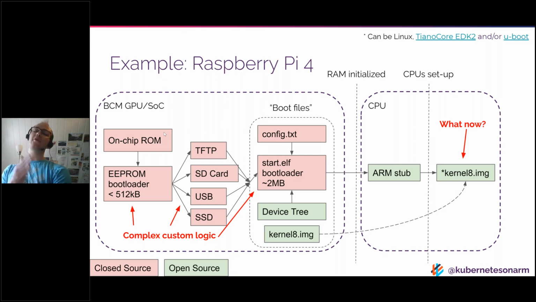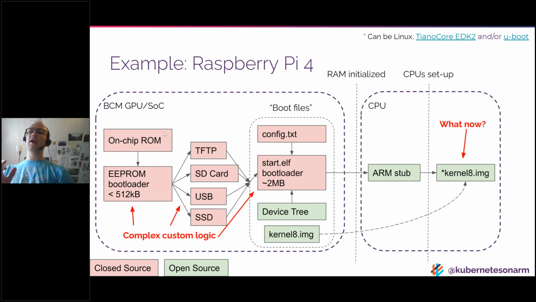Now, after the RAM is initialized, you can run the ARM stub, which initializes some CPU features like generic interrupt controllers and that kind of stuff. When this is done, the CPUs are set up, and now we can run the Linux kernel, or as I said before, Tiano Core or U-boot. But we see that there's not that much green here that is open source, but mostly red.